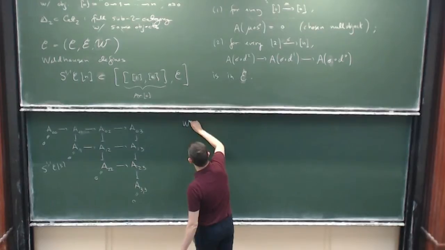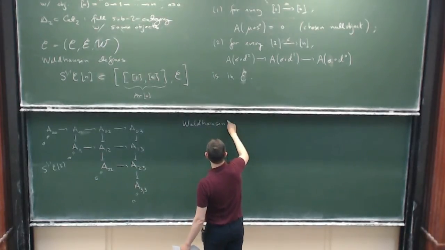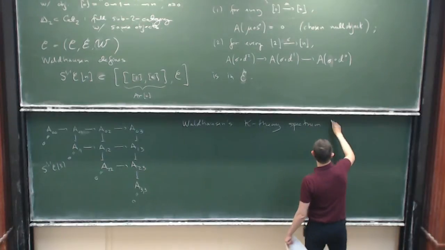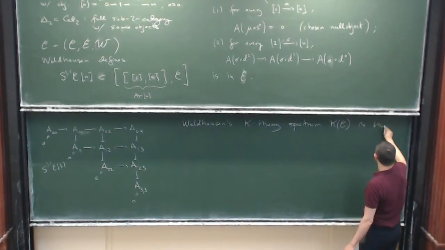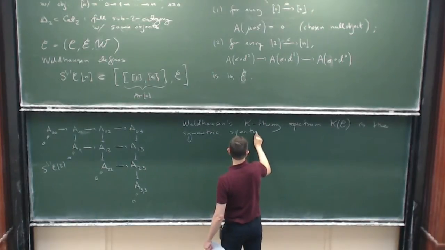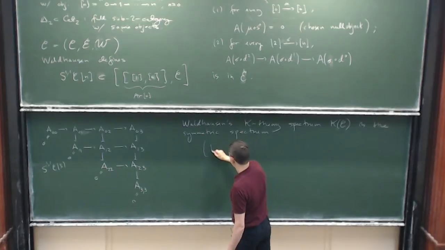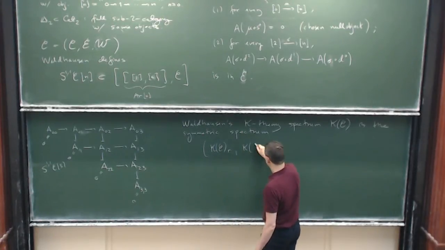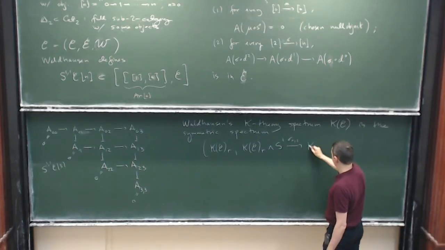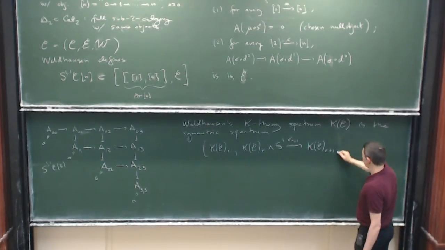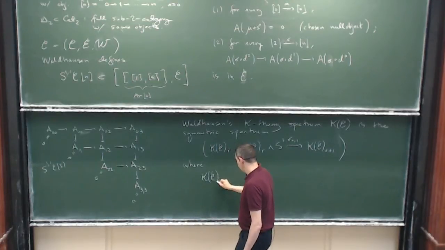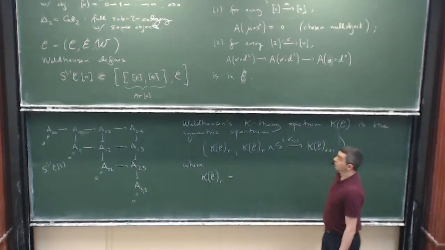So now Waldhausen's K-theory spectrum K(C) is the symmetric spectrum, where the R-th space is the following. So we have this construction.